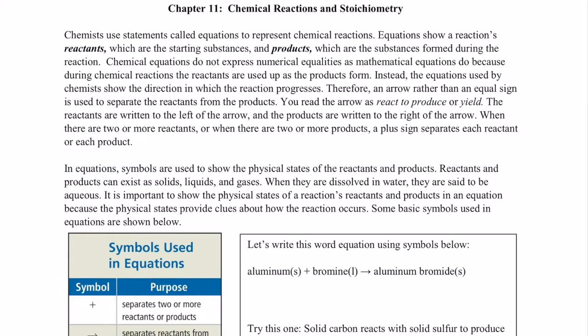So chemists use statements called equations to represent chemical reactions. Equations show a reaction's reactants, which are the starting substances, and products, which are the substances formed during the reaction. Chemical equations do not express numerical equalities as mathematical equations do, because during chemical reactions the reactants are used up as the products are formed. Instead, the equations used by chemists show the direction in which the reaction proceeds. Therefore, an arrow rather than an equal sign is used to separate the reactants from products.